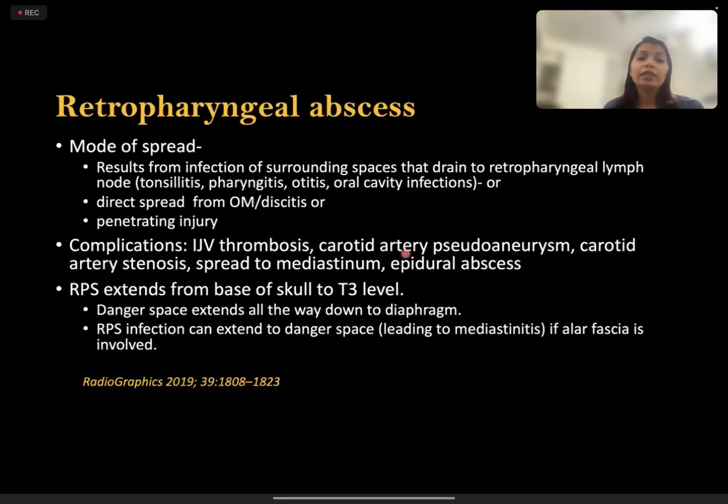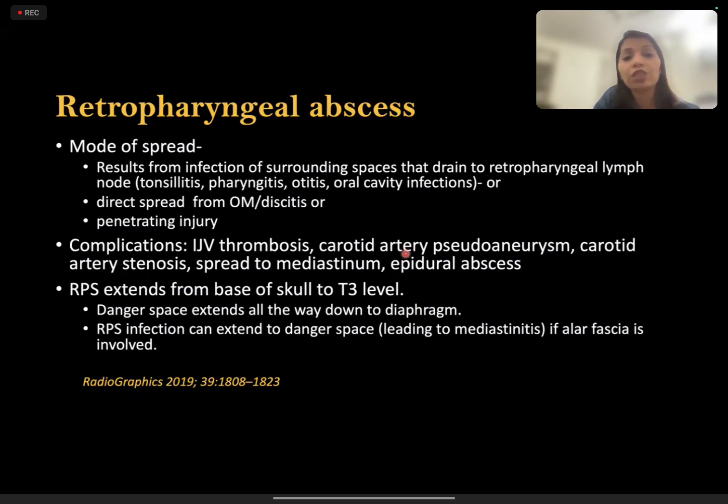As for the mode of spread, most commonly it results from infection from the surrounding spaces that drain to retropharyngeal lymph nodes, like tonsillitis, pharyngitis, otitis, oral cavity infection. They can also be direct spread from osteomyelitis of the cervical spine. And if there's penetrating injury and superimposed infection, then there can also be a retropharyngeal abscess through that mode. Complications.